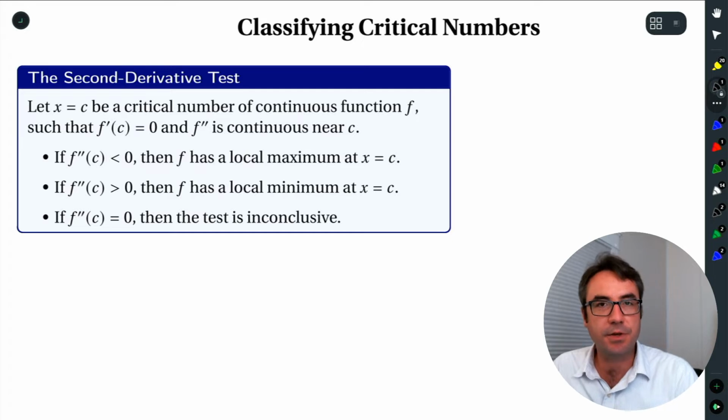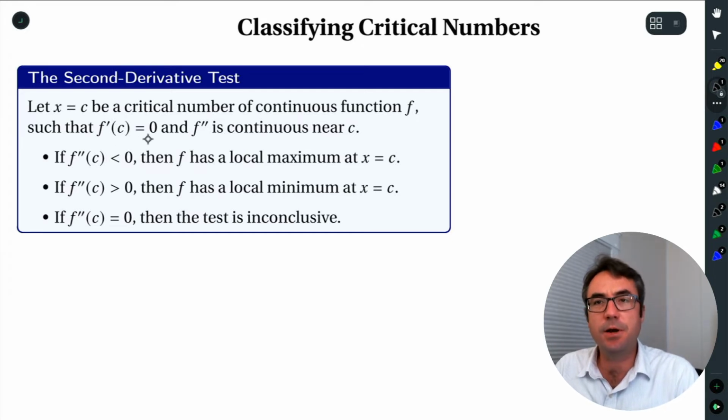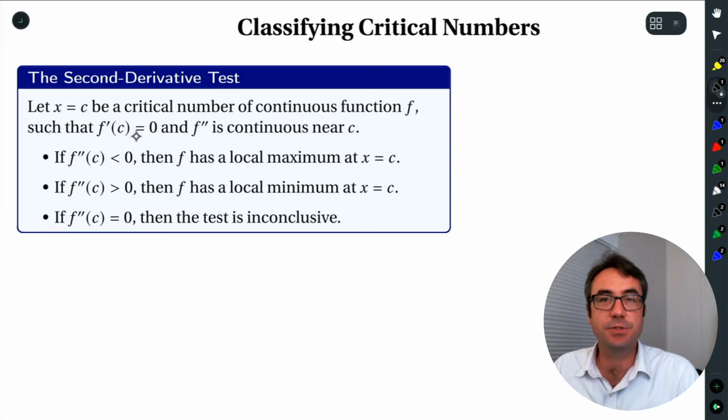Let's suppose that we're just dealing with a continuous function f here, and f prime of c is equal to 0, and f double prime is continuous near this critical number, just to avoid some special cases. So we're making just a few extra requirements here. The important additional point is that the derivative is 0. So it's a special type of critical number. It's where the graph flattens out.